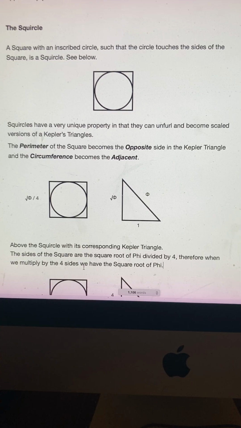A square with an inscribed circle such that the circle touches the sides of the square is a squircle. Squircles have a very unique property in that they can unfurl and become scaled versions of a Kepler triangle. The perimeter of the square becomes the opposite side in the Kepler triangle, and the circumference becomes the adjacent.